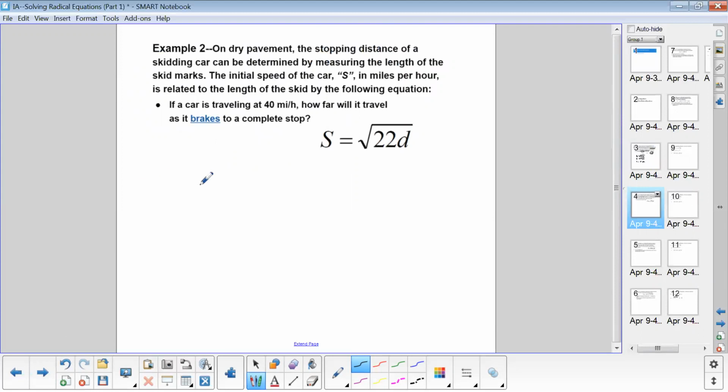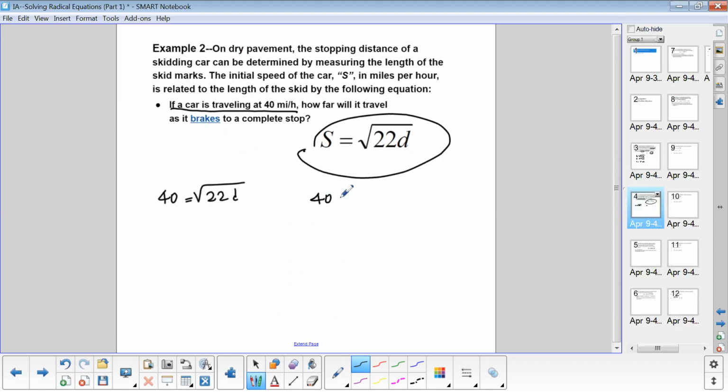Second, we've got the same formula, different situation, because it says if the car is traveling at 40 miles an hour, how far will it travel? So now we know that it's 40 miles an hour, and we've got the square root of 22 times the distance. So here's what we have. We're trying to solve for d, which is inside the radical. It's part of the radicand. Now remember, this can also be written as an understood root of 2. So this would be 22d to the 1/2 power.